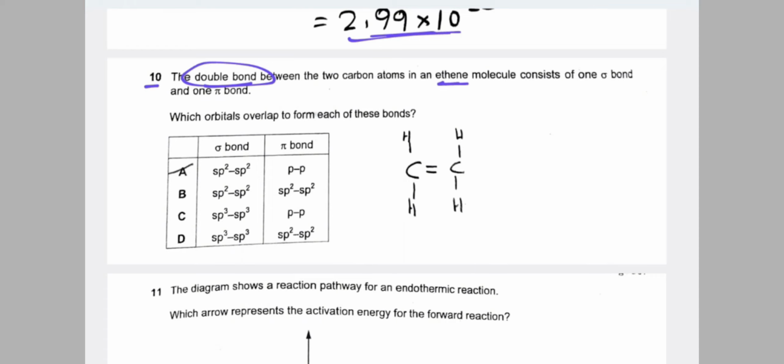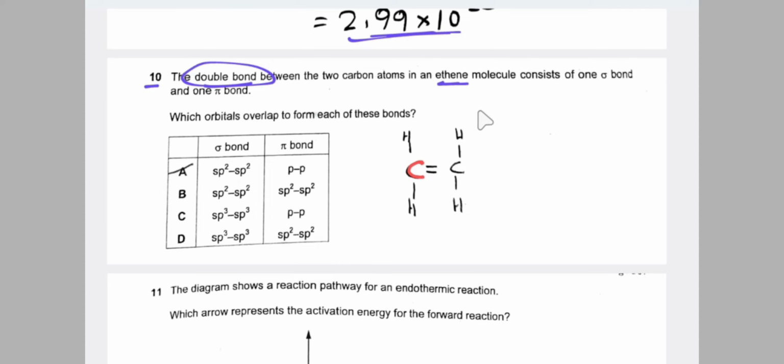So what is the orbital overlap? To find the orbital overlap for the sigma bond, this carbon atom and this carbon atom are sp2 hybridized. Why are they sp2 hybridized?